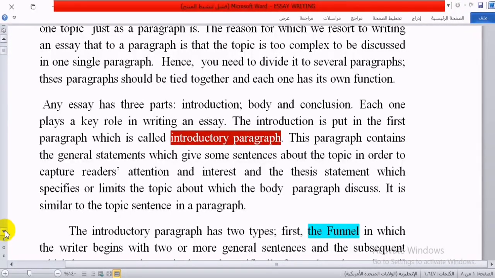So we talk about the topic generally when we talk about the general statements, while the thesis statement, indeed, is the topic sentence, the main topic of the essay, about which the paragraphs discuss ideas and examples, quotations, supporting sentences, statistics, etc. The thesis statement specifies or limits the topic, and it has the aim of the essay, the content of the essay, the writer's point of view, and the subtopics that are discussed in detail in the paragraphs.